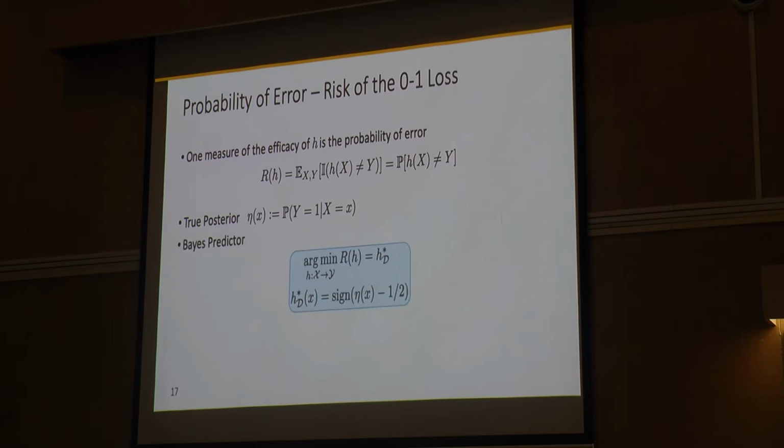When you minimize this, it turns out that the best predictor is your Bayes predictor, which is related to the true posterior in the following manner. You take the true posterior, subtract half from it, take the sign, and this is your optimal strategy. This is if you knew the distribution, and this is your decision rule. In general, the goal is to actually estimate this true posterior and then plug it in. So that could be a learning algorithm.